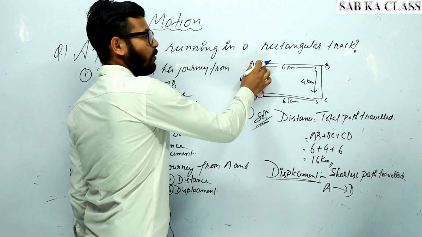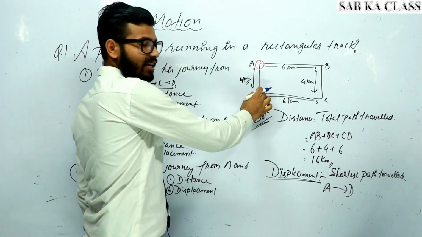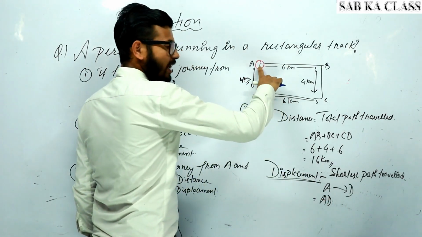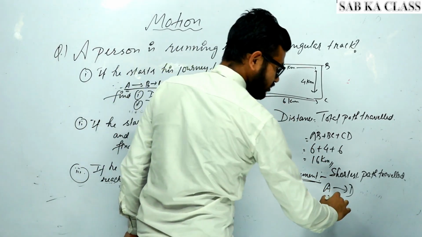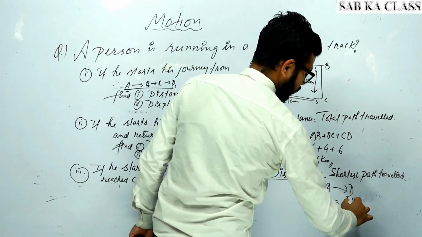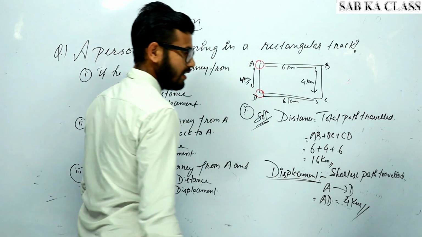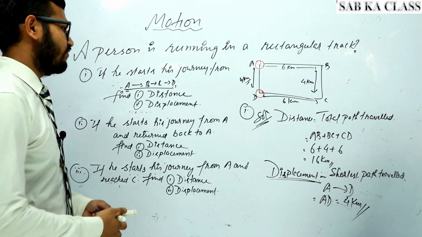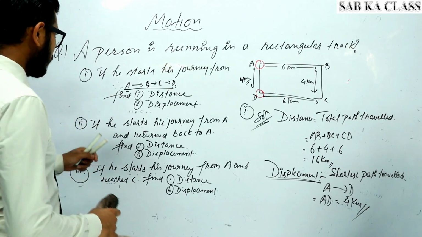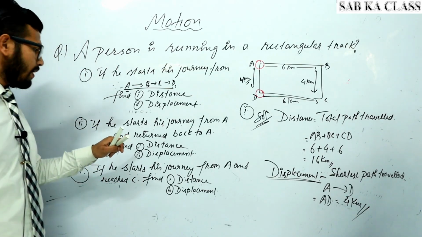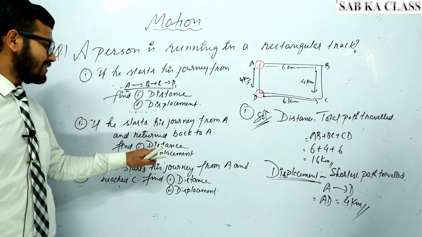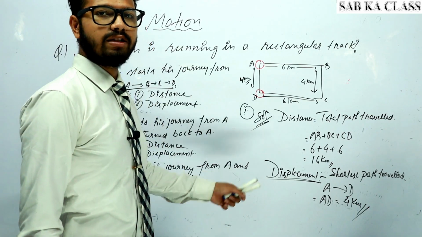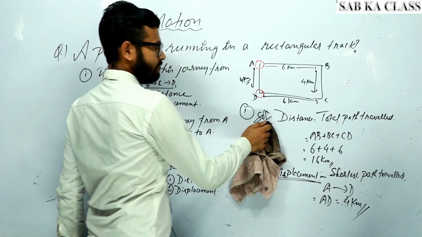So here from A to D, what is the shortest path? Initial position is A and final position is D. Therefore, the shortest path traveled is what? AD directly, isn't it? And AD is equal to what? AD is equal to 4 kilometer. I hope you can get it. Very simple, isn't it? Tough or what? No, very simple. Now let us move to the next question. If he starts his journey from A and returns back to A, find distance and displacement. So shall I wrap this one? If you are clear, please pause it. Those who want to write, let me find the next one.